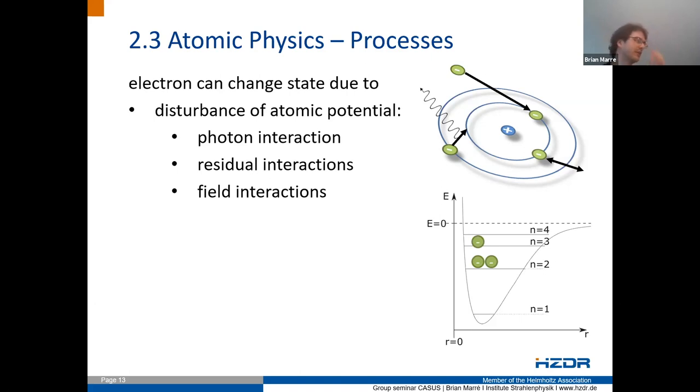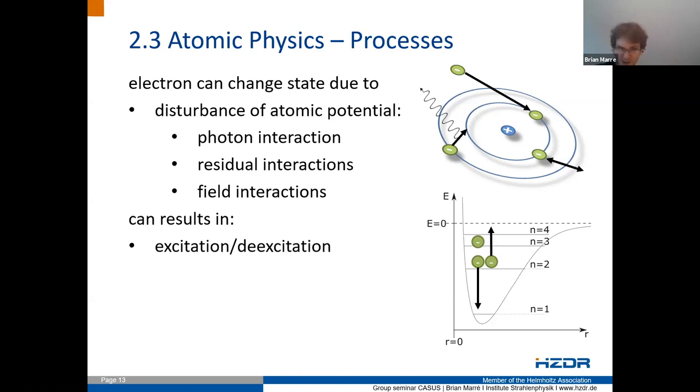It can also be residual interactions. Especially, what that essentially means is if you have an atom which has more than one electron, those electrons also interact with each other. And since we mostly tend to solve those electron states for one specific electron, these interactions are not actually contained, so there are some sort of residual interactions, and those can also change your electron state. And the last one is, of course, if you have some sort of external field like a laser, you can also use this to change your electron state.